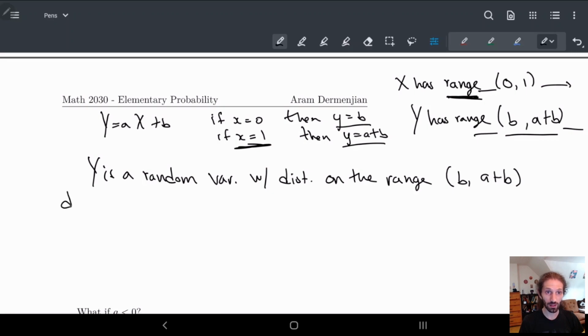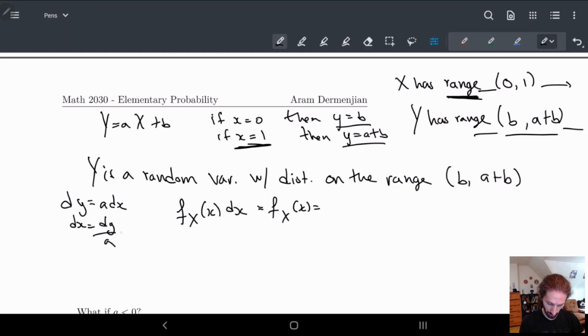Remember how we had that dy is equal to a dx, right? So dx is equal to dy over a. Here my a is given, so we'll stick with that for now. Now let's look at the thing inside the integral. We have f of x dx. Here we can convert the dx, plugging this in, we get dy over a. And what is f sub X of x? I want to look at this from a Y perspective. Let me look at y equal to aX plus b. Notice if I do y minus b divided by a, this should give me my x.